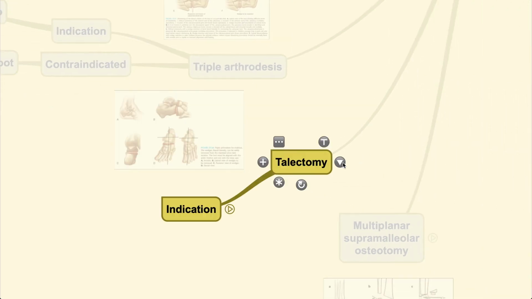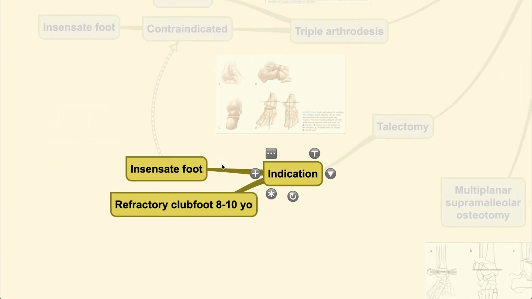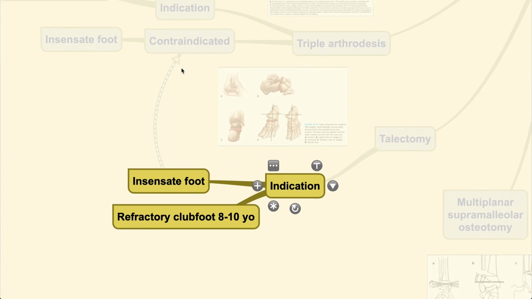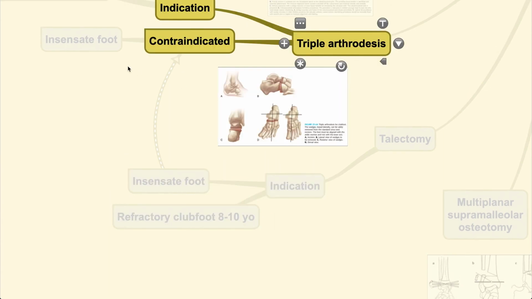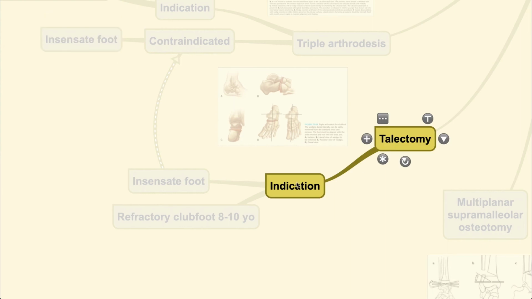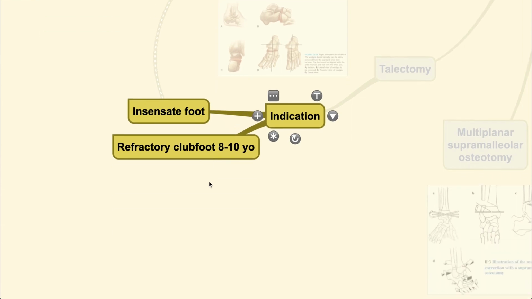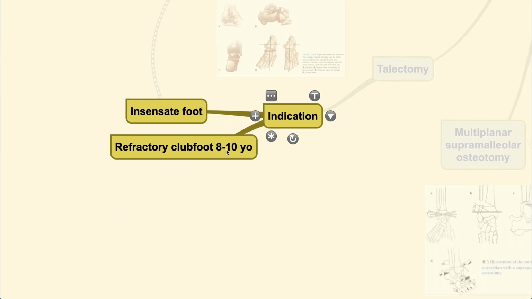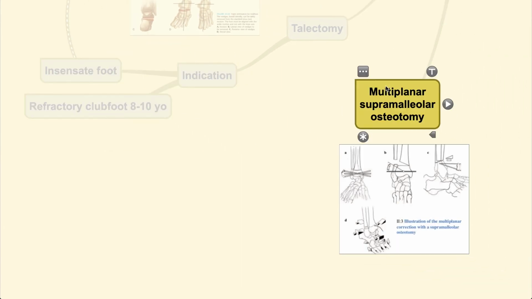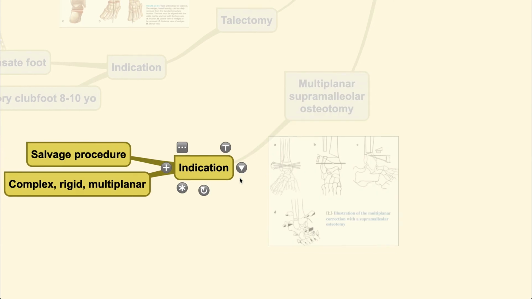Okay, and the next would be talectomy. Usually talectomy means removing the talus, and the indications for doing this are the reverse of the contraindications of triple arthrodesis. You cannot do a triple arthrodesis on an insensate foot, and contrary to that statement, talectomy can be done in an insensate foot, and usually it is also done in refractory cases of age at least 8 to 10 years old.